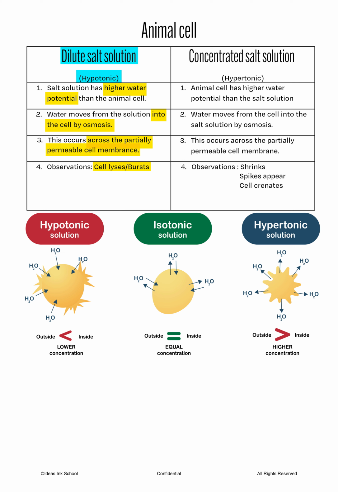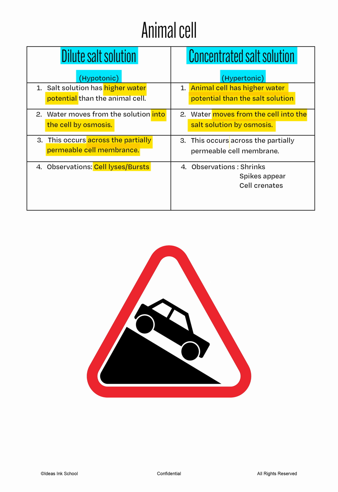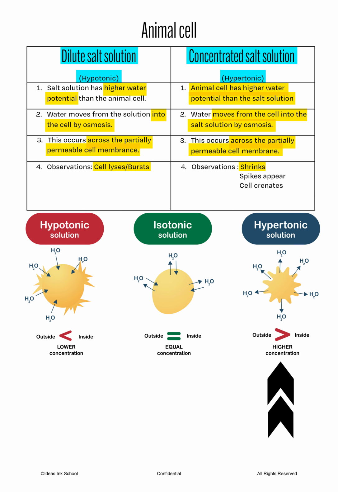On the other hand, when an animal cell is placed into a concentrated salt solution, since the salt solution has a lower water potential than the cell, water will move out of the cell into the solution instead. This movement occurs down the concentration gradient and across the partially permeable membrane. As a result, the animal cell shrinks, spikes will appear, and the cell crenates.